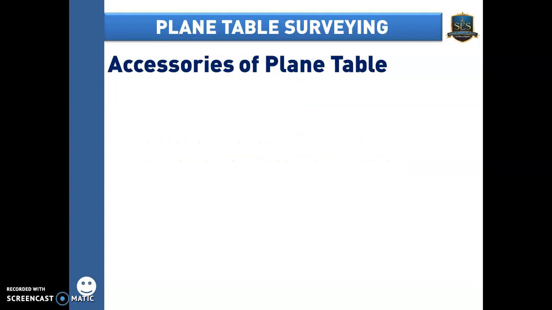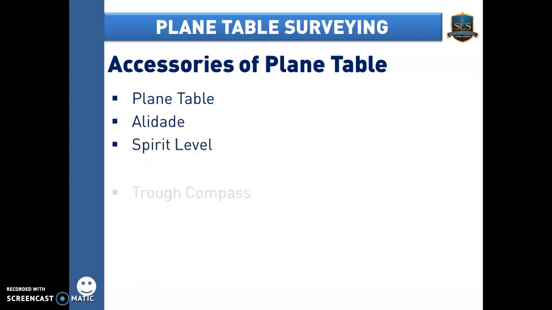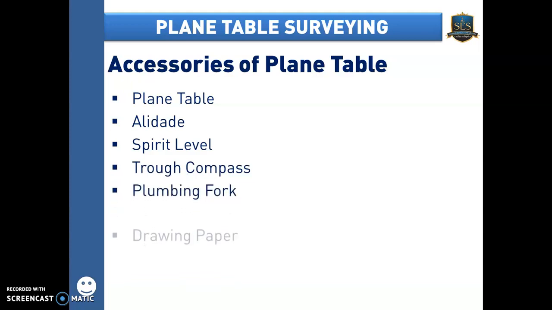Accessories of plane table. Plane table itself is a very important accessory of plane table surveying. Alidade, spirit level, trough compass, plumbing fork, and drawing paper.